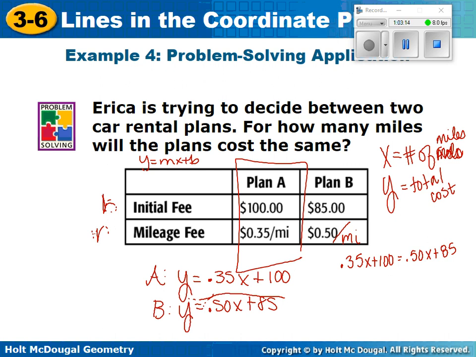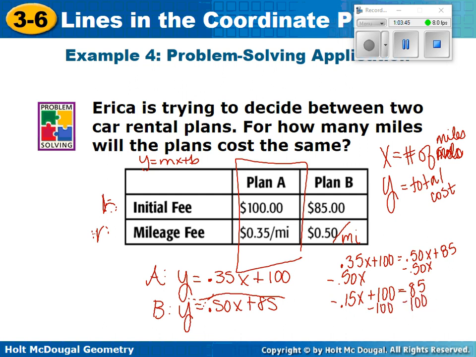Okay, so now let's solve. What do you want to do? Subtract 0.50x. Subtract 0.50x. What is 0.35 minus 0.5? Negative 0.15x plus 100 equals 85. Now what? Take away 100.